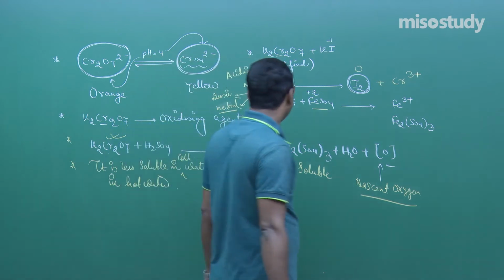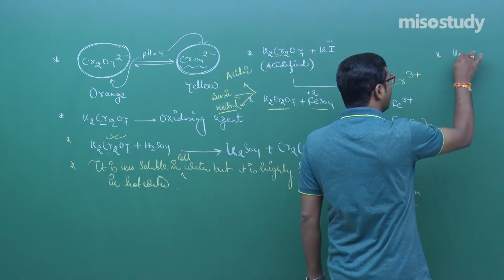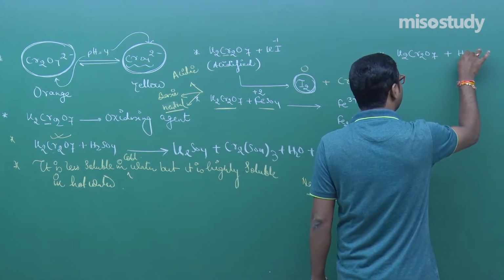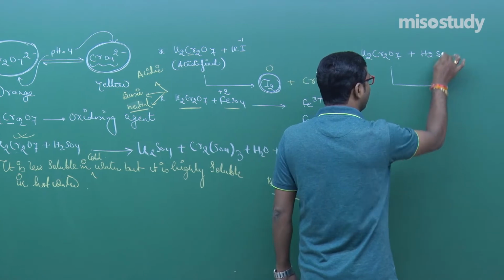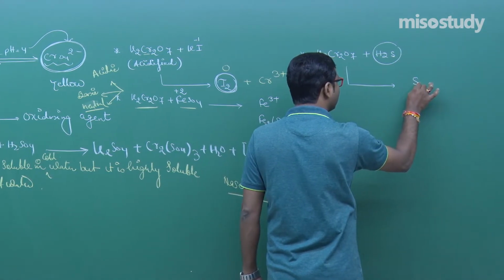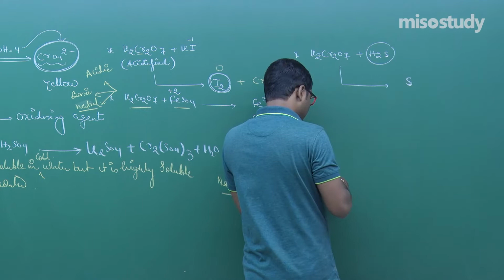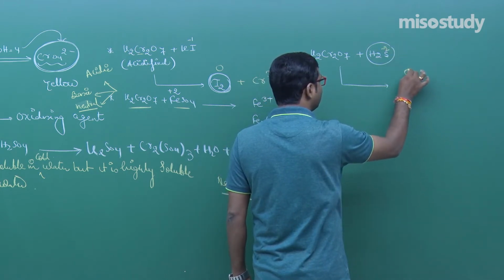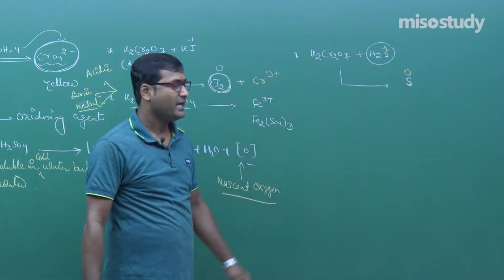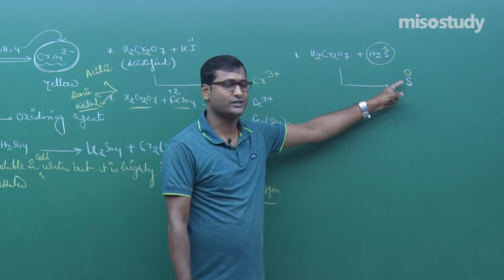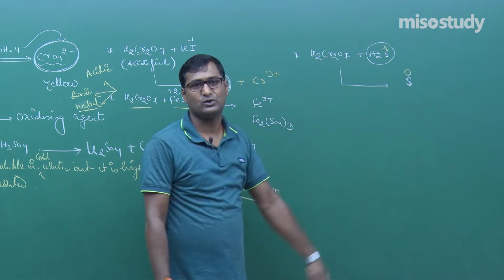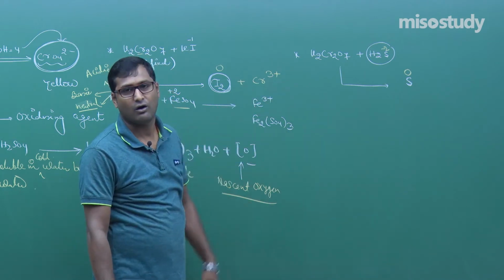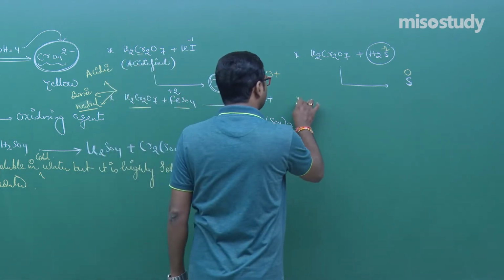Now again, when acidified K2Cr2O7 is treated with H2S, it converts H2S into S. Look here, sulfur is in -2 oxidation state, converted to 0. That is, there is an increment in the oxidation state. If there is an increment in the oxidation state, it proves that K2Cr2O7 acts as a strong what? Strong oxidizing agent.